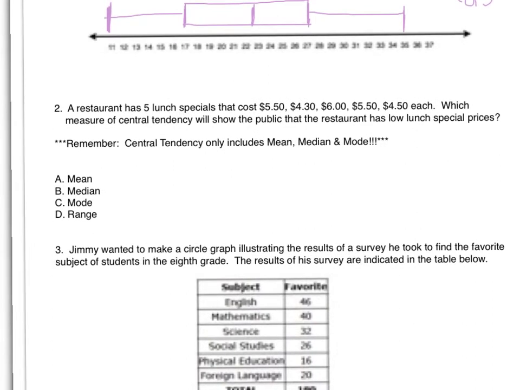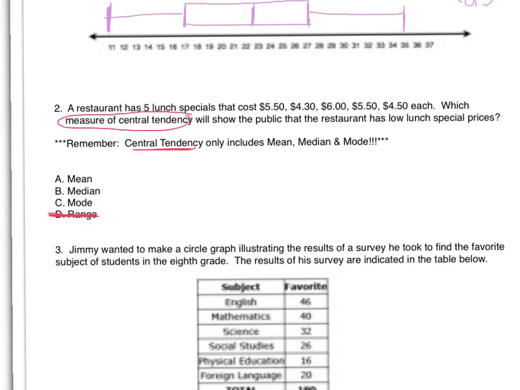The next one says a restaurant has 5 lunch specials that cost $5.50, $4.30, $6, $5.50, $4.50 each. Which measure of central tendency will show the public that the restaurant has low lunch prices? So I know we haven't talked about it tons, at least in my class, but remember central tendency only includes mean, median, mode. So we can go ahead and eliminate range as an answer choice for this one because it specifically said measure of central tendency.